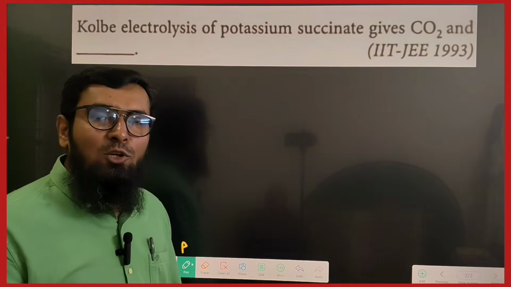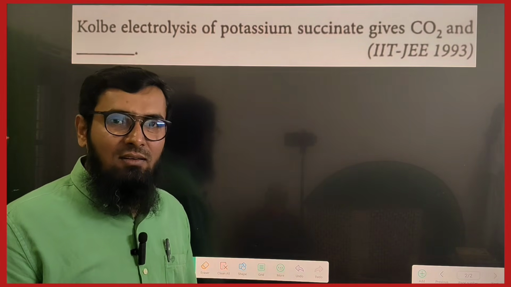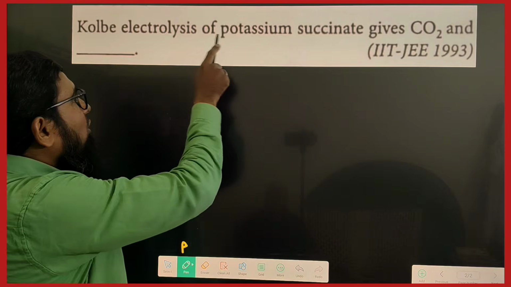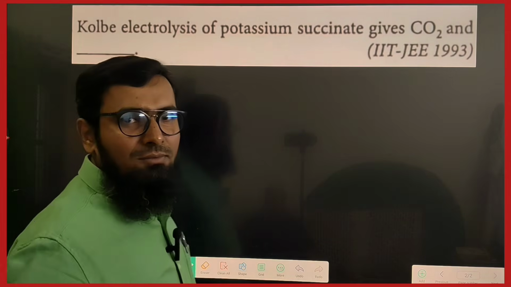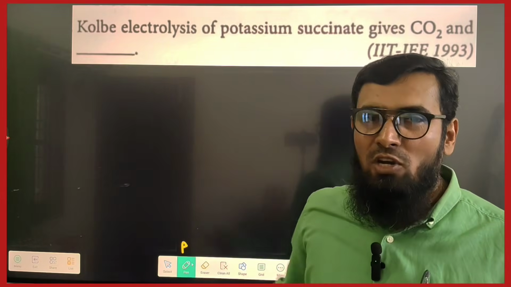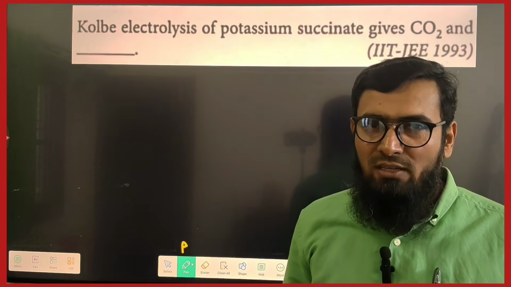Hi students, this is an IIT JEE 1993 question which you can easily solve. This question is related to the preparation of an alkene. Kolbe electrolysis of potassium succinate gives carbon dioxide and dash. Here you have to write the main product, that is the alkene product.